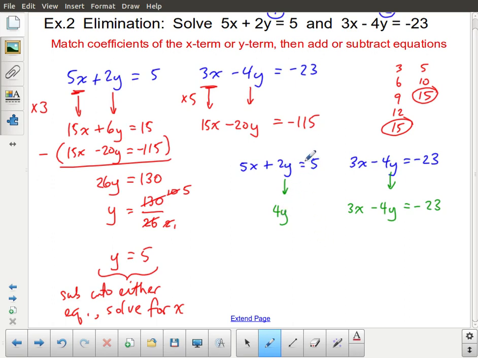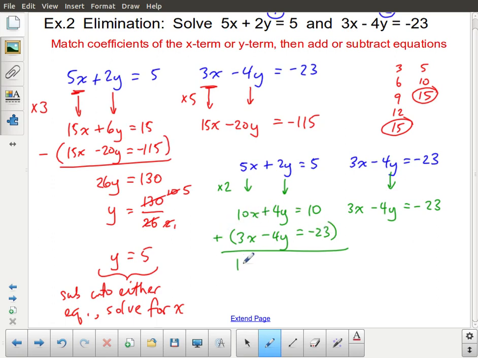I multiplied by 2. And so 5x becomes 10x plus 4y is equal to 10. And again, you can choose to arrange these however you like. I see that I've got 4y and negative 4y, so I realize I'm going to add these together. So the order that I write these doesn't actually matter. Negative 23. And I'm going to add the first equation plus the second equation.